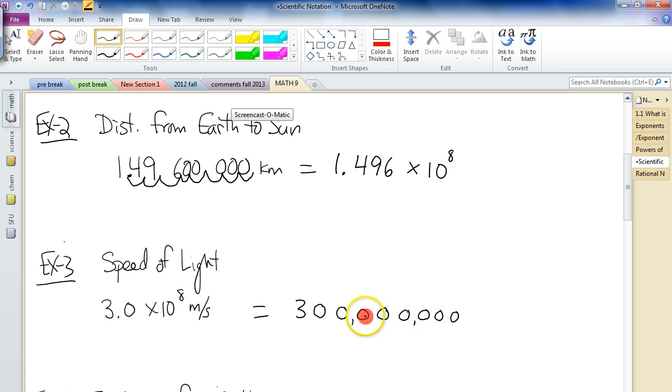That's 300 million meters per second. So light travels 300 million meters in 1 second. Pretty cool. Again, if you're worried about the science behind all this stuff, I don't really care about that. It's more about the numbers and how to convert from scientific to standard or from standard to scientific.